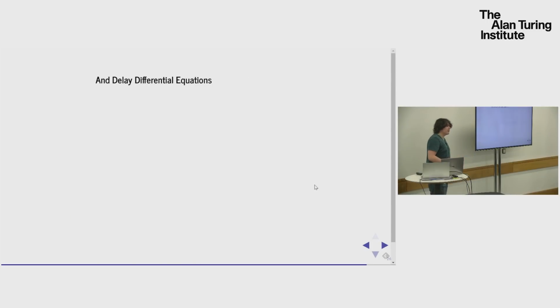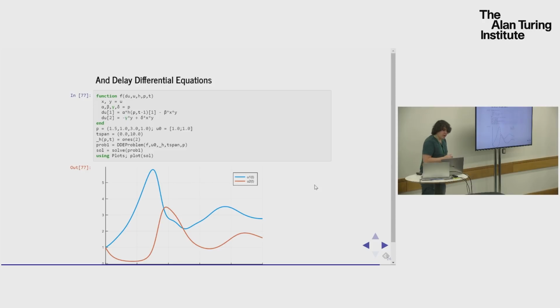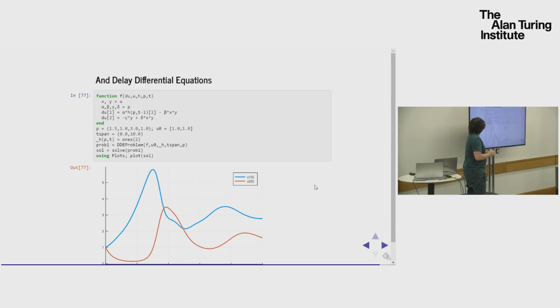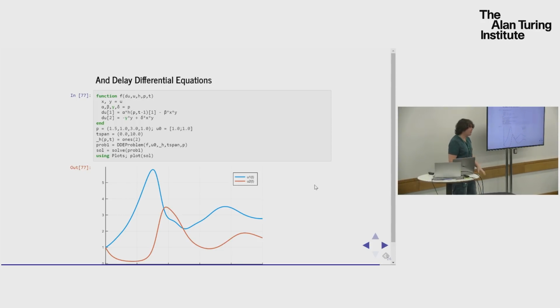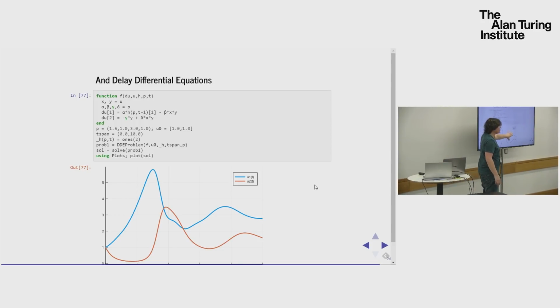And you can even do delay differential equations. So for example, here we say that instead of using cats and mice, now you have cats and mice. And this one value right here, we're going to use the value of mice from 1 second ago, or from 1 hour ago, t minus 1.